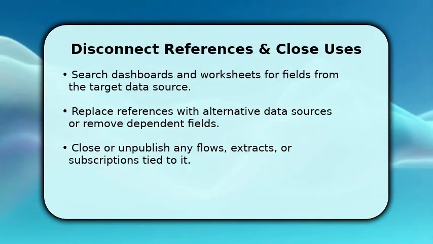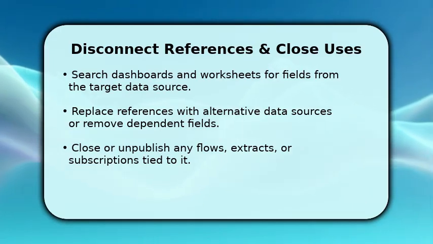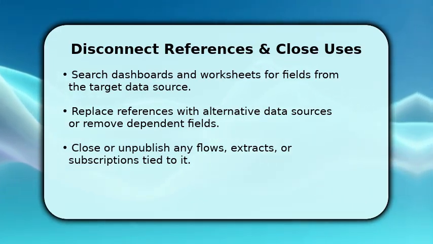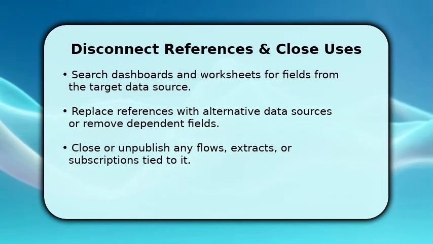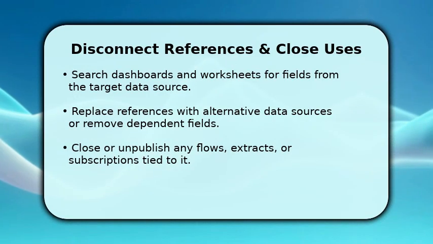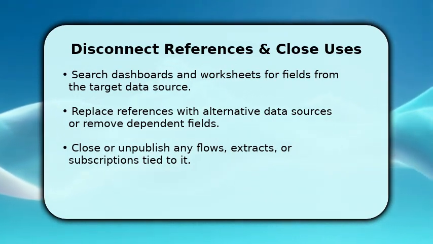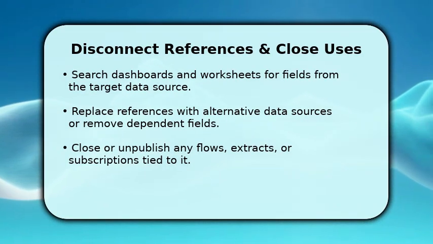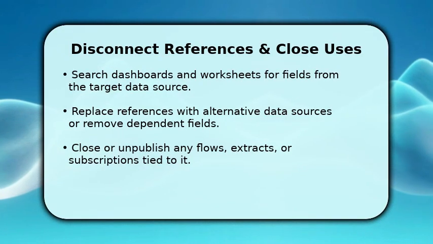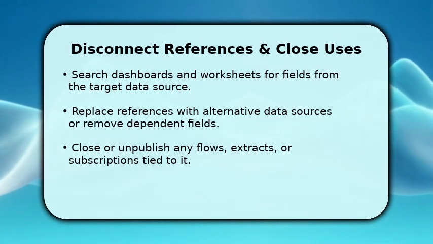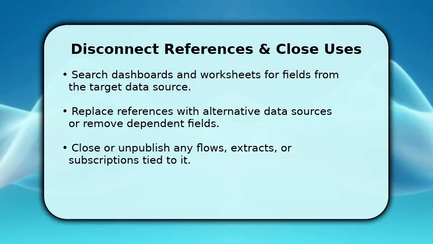Next, systematically remove or replace every reference. You should open each worksheet and dashboard that lists fields from the target source and either swap them to another source or delete those fields. Once done, go to Data Source and verify no extracts, refresh tasks, or subscriptions point to it. If the source is published, unpublish related data source versions. These steps prevent orphaned views and broken extracts. Once everything is disconnected, you're ready to remove the source cleanly.